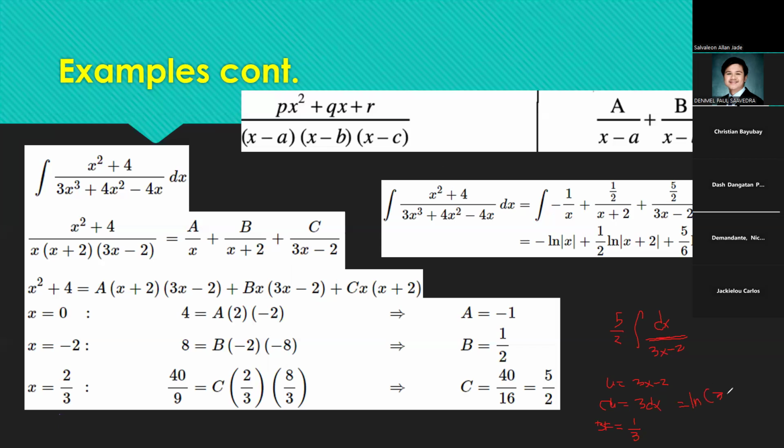Okay, ln 3x, we forgot the constant and then the balancing factor. So 5/2 times 1/3 ln 3x minus 2 plus c. Or, again, it's 5 over 6. And then, just copy that one. Thank you, sir. Okay. So, anything else? Alright. So, hopefully, nakuha nyo.